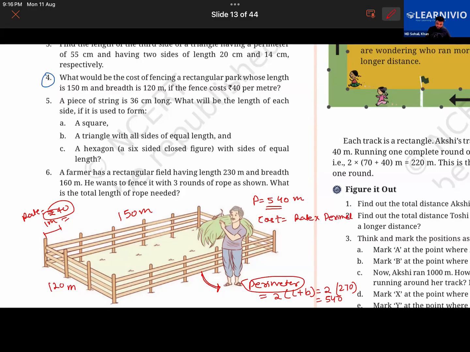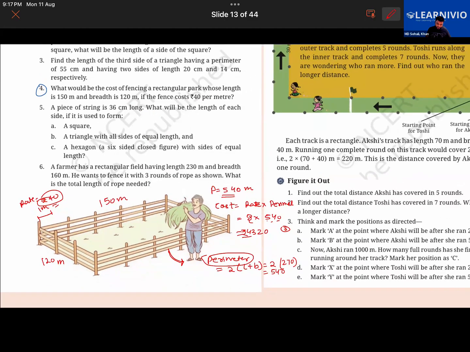So rate is given to us as 8 now. 8 multiplied by 540. So what will it be equal to? 8 fours are 32, in hand we carry 3. 8 fives are 40, 40 plus 3, that is 43. And then we will write down the 0 here. So 4,320 is the total cost of fencing around the given field. So in this manner, you have to solve this.